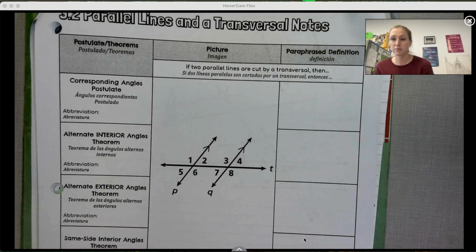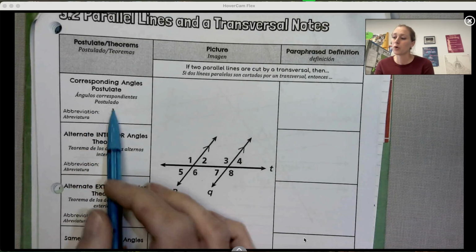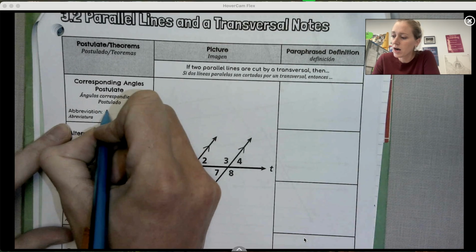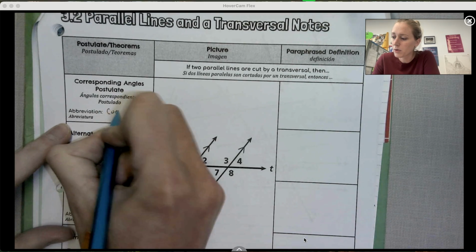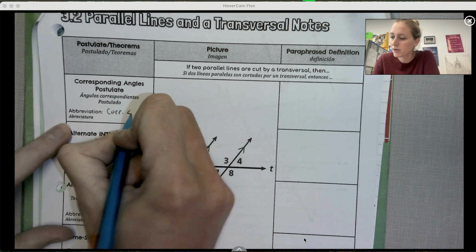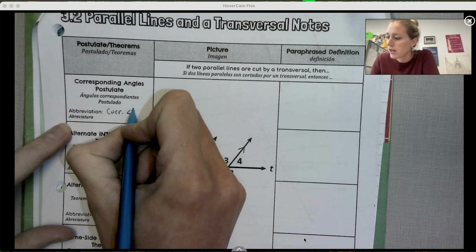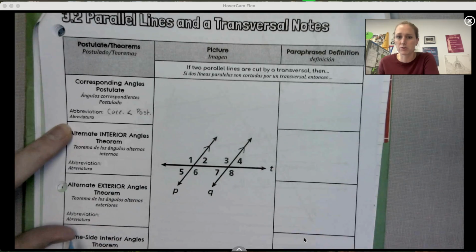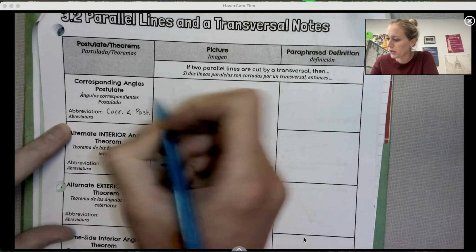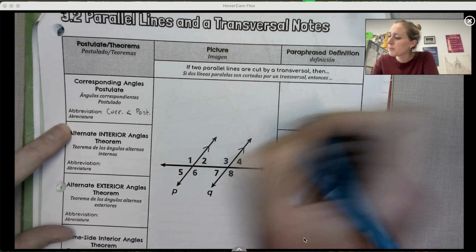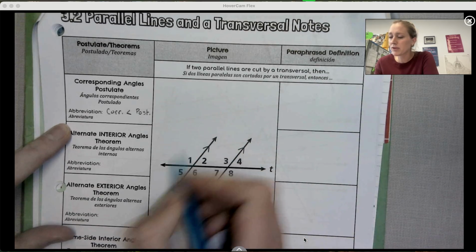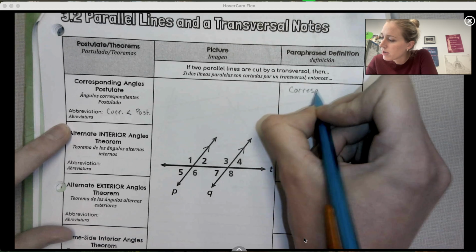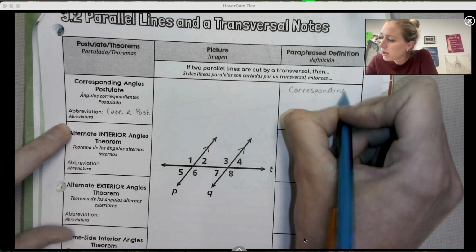So we actually have some special relationships that happen with these 4 angle pairs. Corresponding angles, we're going to abbreviate that. Corresponding angle, that's the angle symbol, postulate. Okay, so if you want to use the abbreviation, you are welcome to. Corresponding angles postulate. But what that says is that if we have this setup, corresponding angles are congruent.